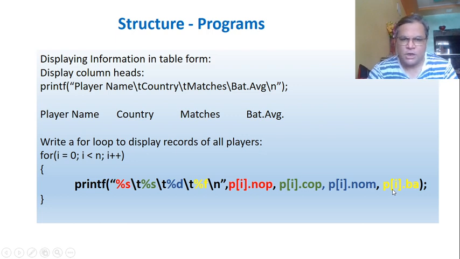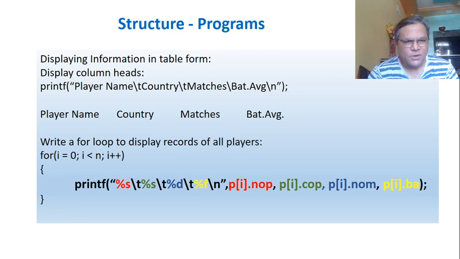And after displaying or completing the record of one player, I will use \n so that the record of the second player or next player will be displayed on a new line. So this will be repeated n times to display the records of n players. So this is a very simple for loop which will display the records in a table form.